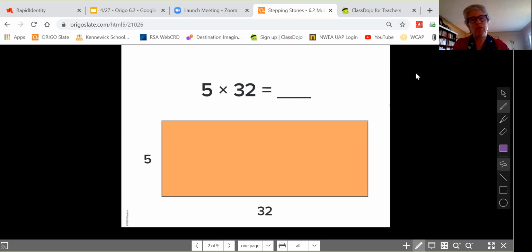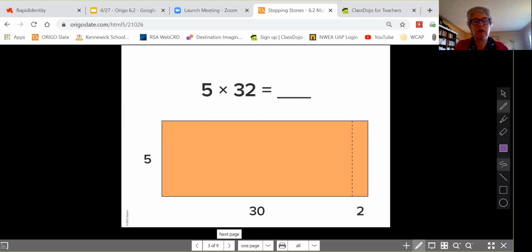So first of all, you can see a slide. We've got 5 times 32, and we see a rectangle. This rectangle shows the area of that rectangle, and I have taught you this before. When we find the area of the inside, we are multiplying 5 times 32, or the length times the width. So let me go to the next slide and give a little bit more information here.